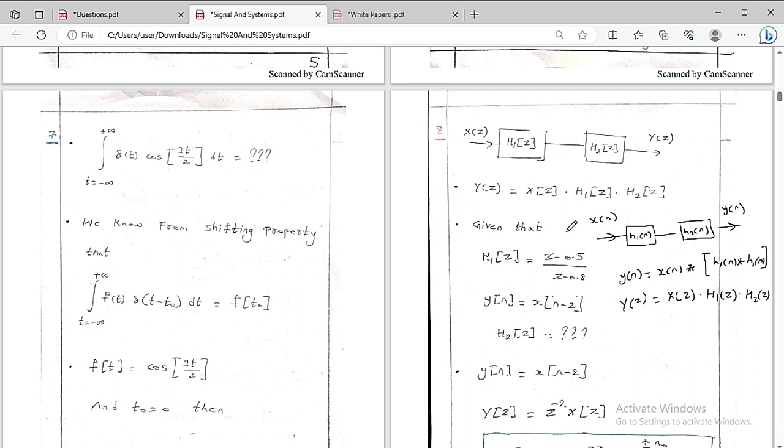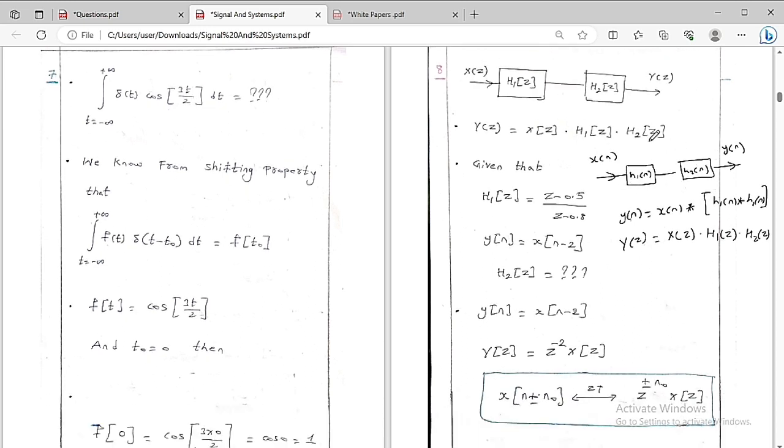So what have they given? They have given h1 of z, which is (z minus 0.5) by (z minus 0.8), and they have also given that the system performs like a delay system by 2 units, meaning y of n is equal to x of n minus 2. Minus means delay, plus means advance. Delay means negative, advance means positive. As the output delays the input by 2 units, y of n is equal to x of n minus 2. From this we have to find h2 of z.